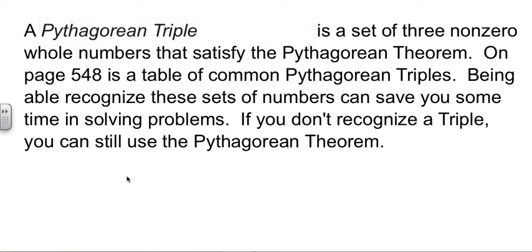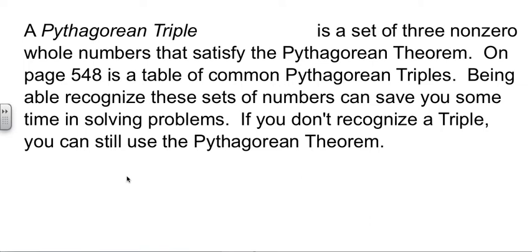Now, another idea that comes from the Pythagorean theorem is the idea of a Pythagorean triple. It's a set of whole numbers, and they say non-zero just so you don't think about putting in a zero for a side, but a set of whole numbers that satisfy the Pythagorean theorem. If you look on 548, you've got a table that has a list of common Pythagorean triples.